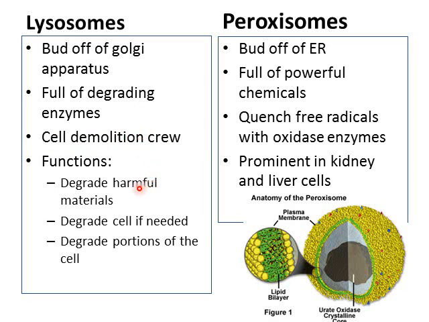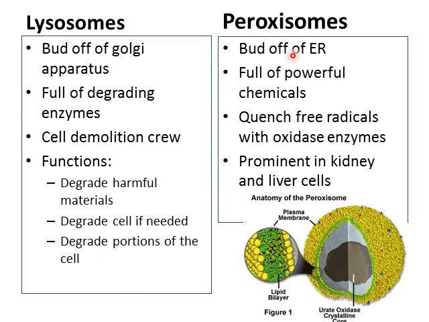So they can degrade harmful substances. They can degrade the whole cell if needed. If it's time for that cell to die, the lysosomes can just dump their contents out into the center of the cell, and that will destroy the cell. But it can also degrade just portions of the cell. Maybe there's a portion of the Golgi apparatus or a certain protein within the cell that's not functioning anymore. The lysosome will phagocytose or envelop that portion of the cell and destroy it, so it can be replaced later.